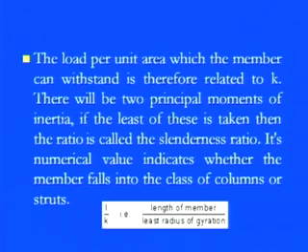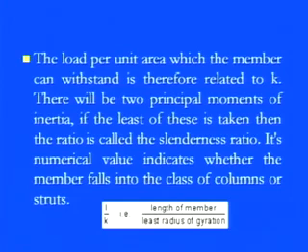So this is the EI, which will provide you the basic domain for the material property, or how it can withstand the kind of load up to the elastic or the plastic regions. And then the load per unit area which a member can withstand is therefore related to K, which is the radius of gyration.